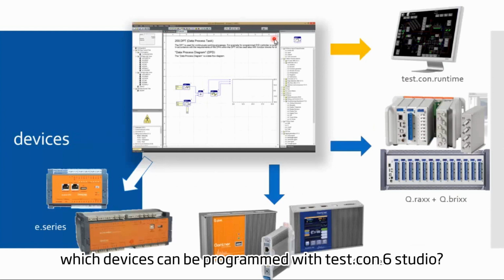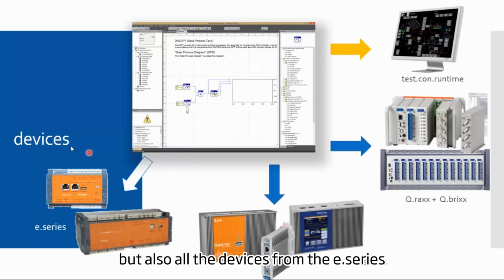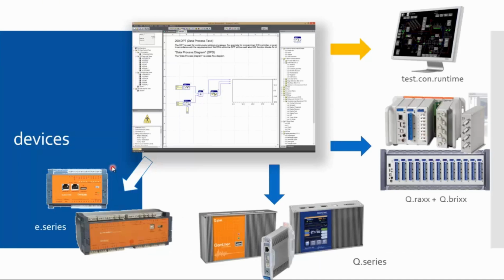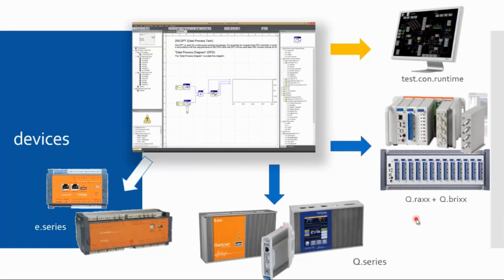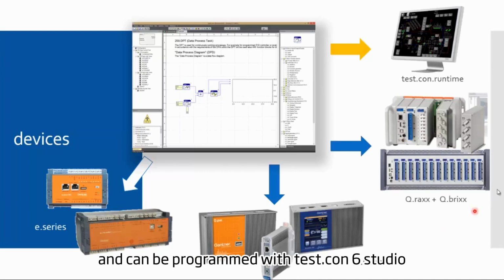Which devices can be programmed with test.con 6 Studio? Not only the Q.station, but also older devices from the e.series can be programmed. However, only the old function blocks are available. If there is an update sometime, new function blocks will be available. Classic devices from the current Q.series, which you can program with test.con 6, are Q.pack, Q.gate and the Q.station. Derivations like the Q.res and Q.bricks are also included and can be programmed with test.con 6 Studio.